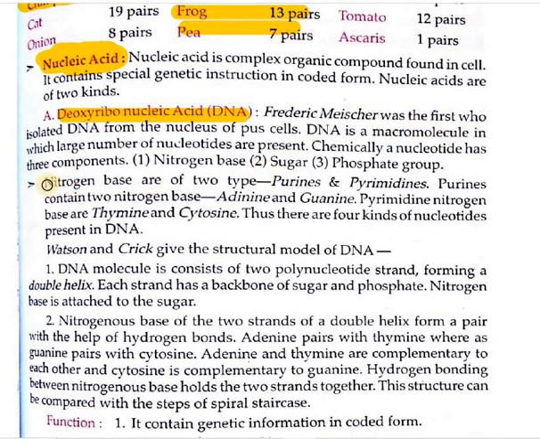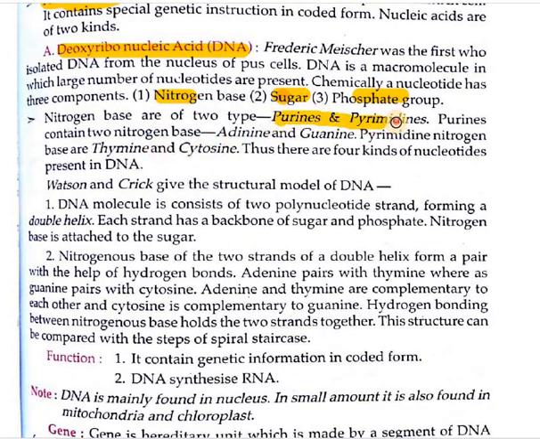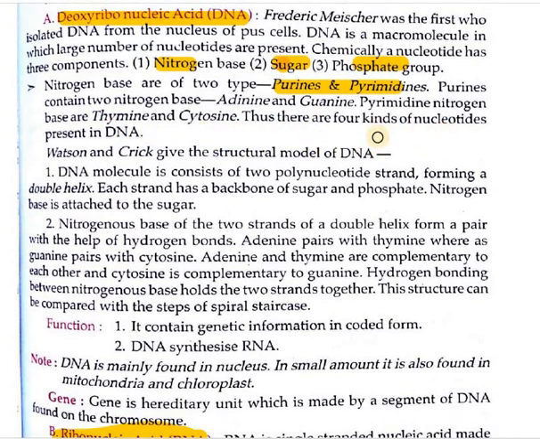Friedrich Miescher was the first to isolate DNA from the nucleus of the cell. DNA is a macromolecule in which a large number of nucleotides are present. Chemically, a nucleotide has three components: nitrogen base, sugar, and phosphate group. Nitrogen bases are of two types: purines and pyrimidines. Purines contain two nitrogen bases: adenine and guanine. Pyrimidine nitrogen bases are thymine and cytosine. Thus, there are four kinds of nucleotides present in DNA.